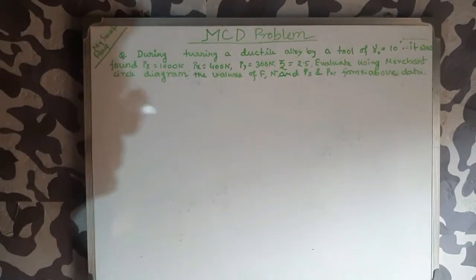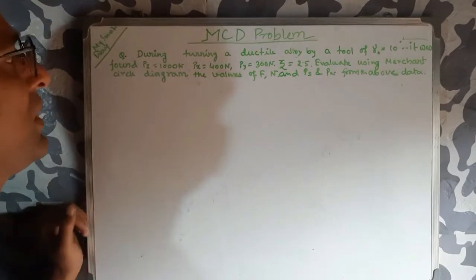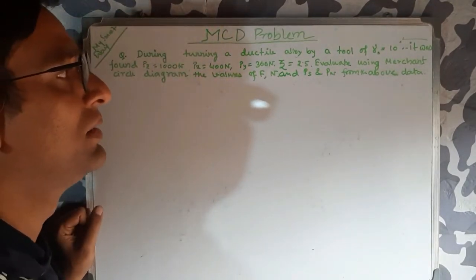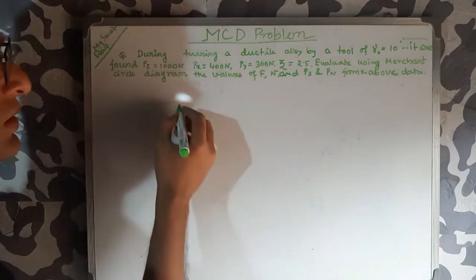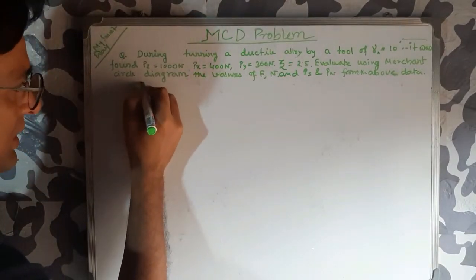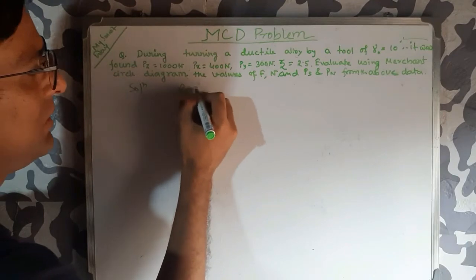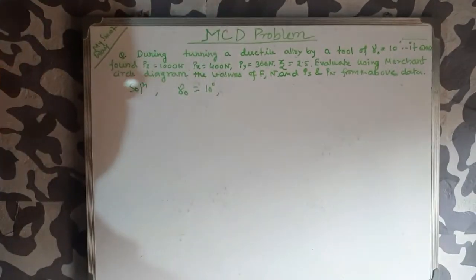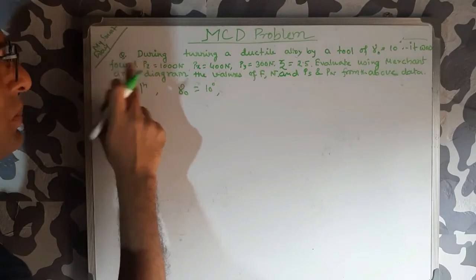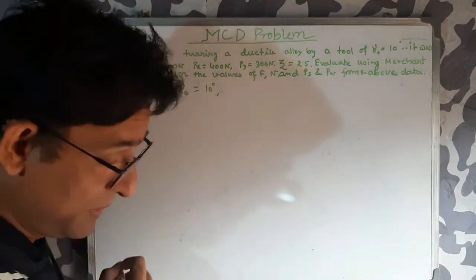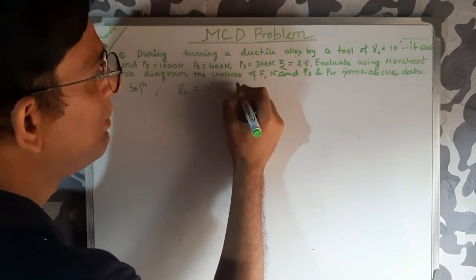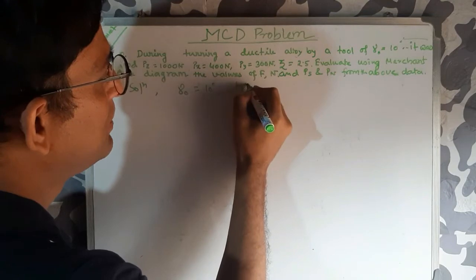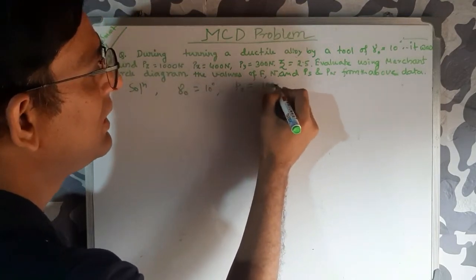What is the problem given? Now the problem is given this way. During turning a ductile alloy, a tool of gamma 0. Gamma 0 means the orthogonal rake angle. So the rake angle is given, that is gamma 0 equal to 10 degree. And it was found Pz is equal to 1000 Newton. What is Pz? Pz means the main cutting force, which is given as 1000 Newton.